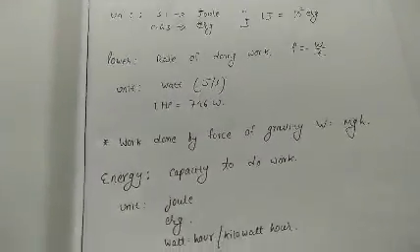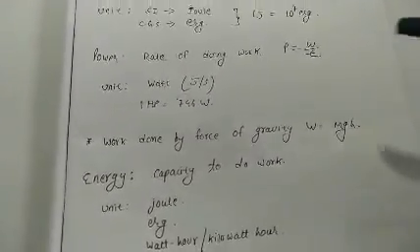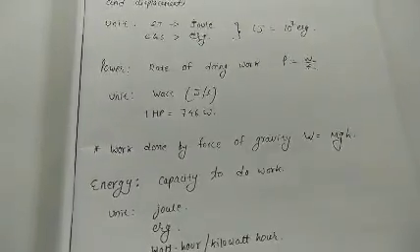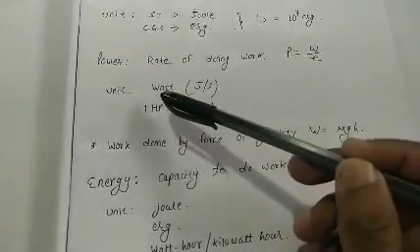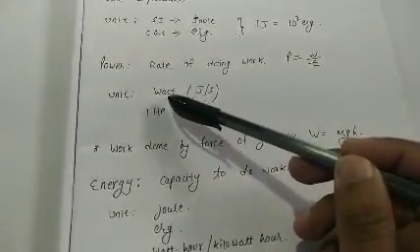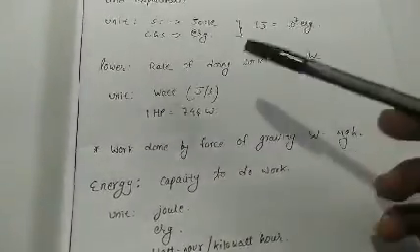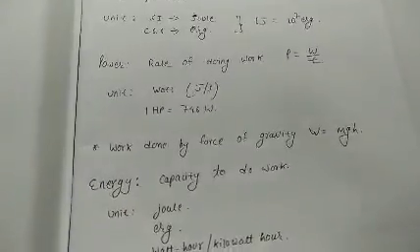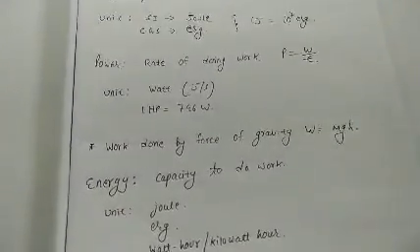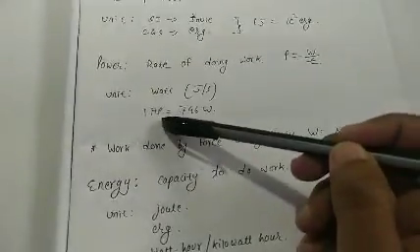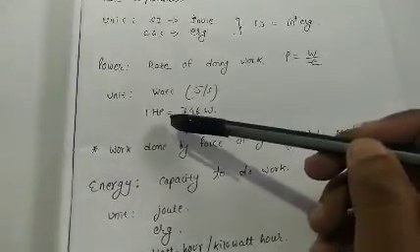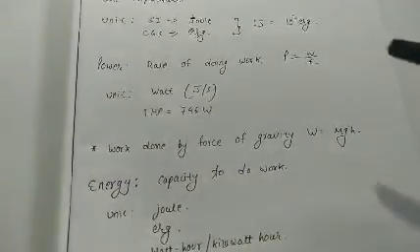Now power. Power is the rate of doing work. The formula is power equals work by time. The unit of power is watt, which we can also say joule per second. The CGS unit will be erg per second. Another unit of power is horsepower. 1 horsepower equals 746 watt.